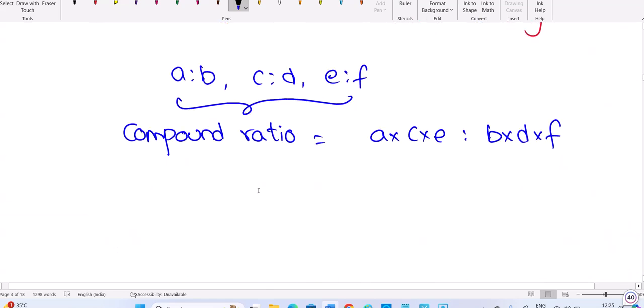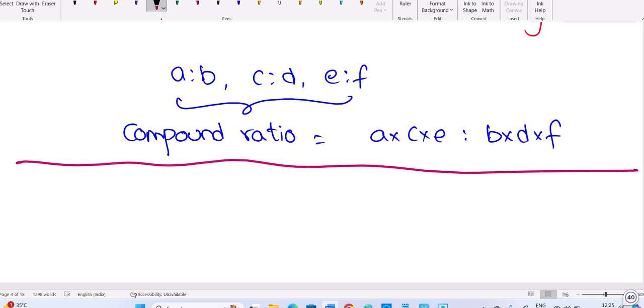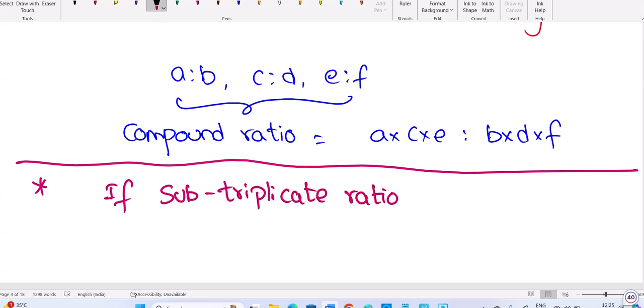I'll give one basic question, sir. We learned a lot of things like this. Now, what is the benefit? I'll let you know one question you may expect related to all this stuff. What did you learn? If the sub-triplicate ratio is 2 is to 3, find the duplicate ratio.